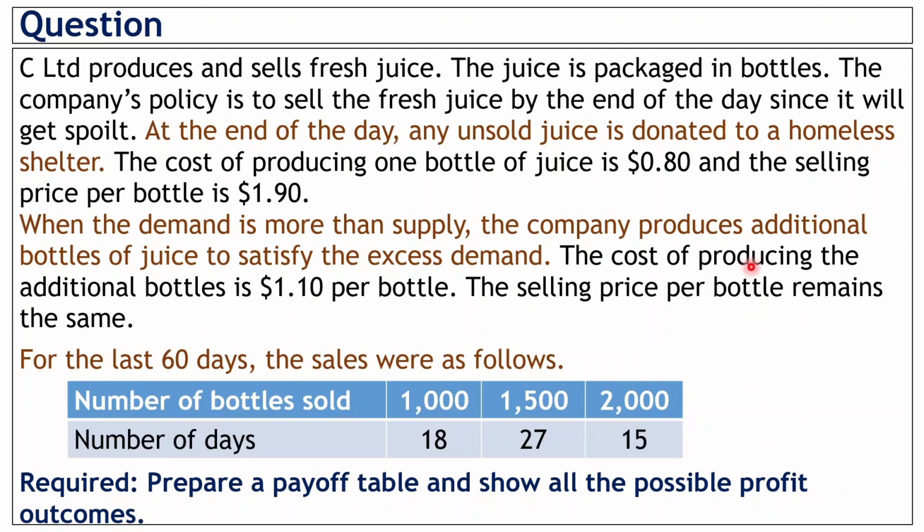In this problem, the decision alternatives are the production levels. We will match the production quantities to the demand quantities. This means that the production quantities are 1,000, 1,500, and 2,000. The uncertain variable is demand, since it is an external factor that is beyond the control of the company.